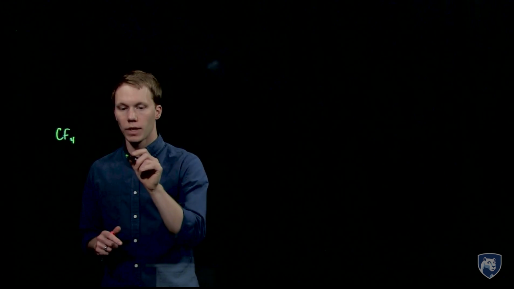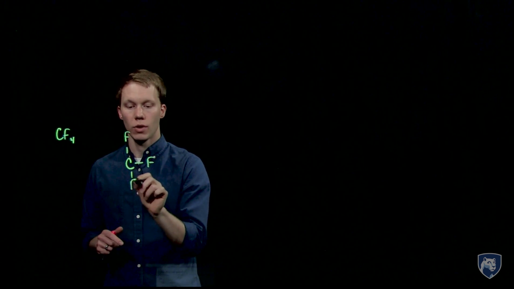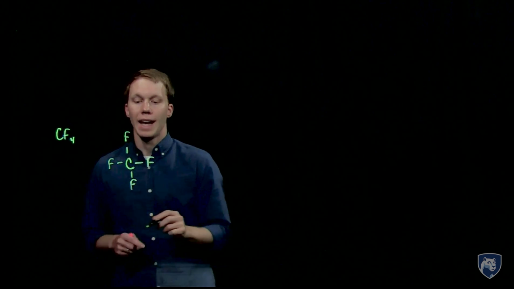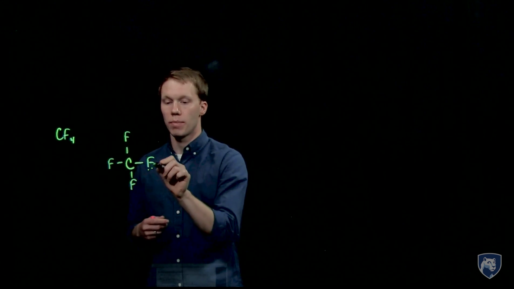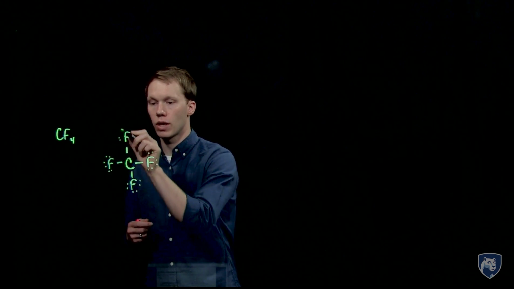Hi everyone. In this video we are going to look at a couple more examples of molecules and predict their polarity. The first one that we're going to look at is carbon tetrafluoride, CF4. We can build a Lewis structure. My central atom will be carbon, and this Lewis structure is just a planar representation of the three-dimensional structure.